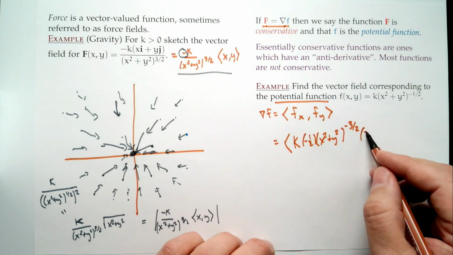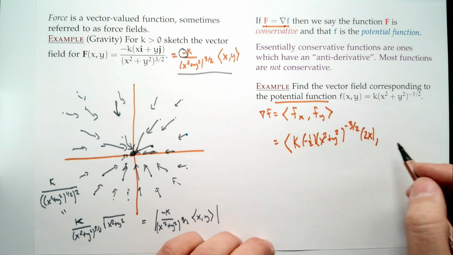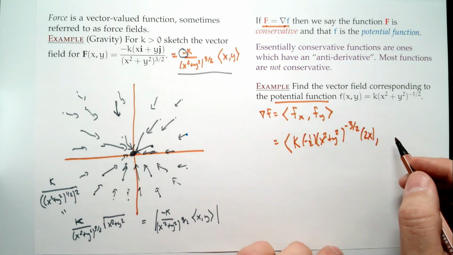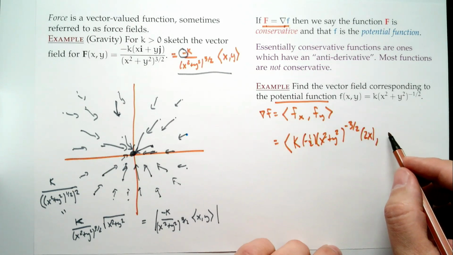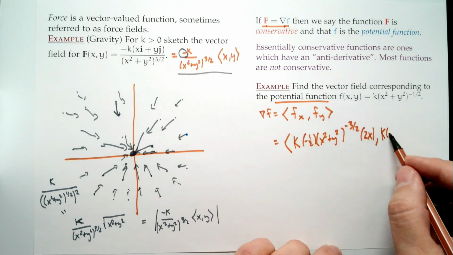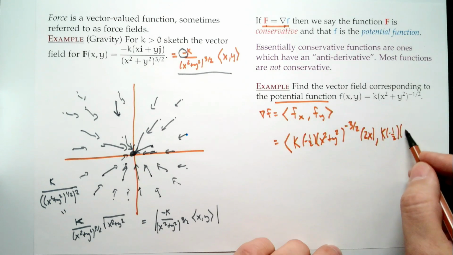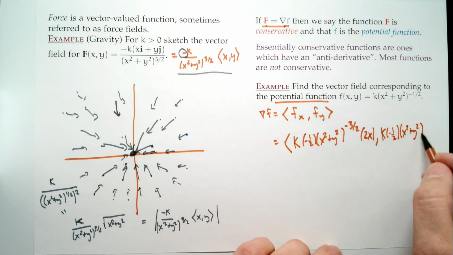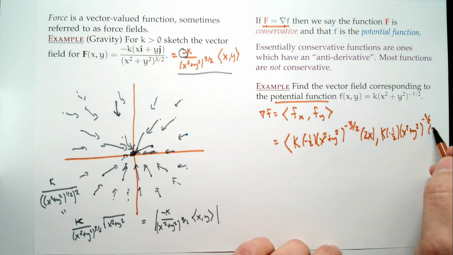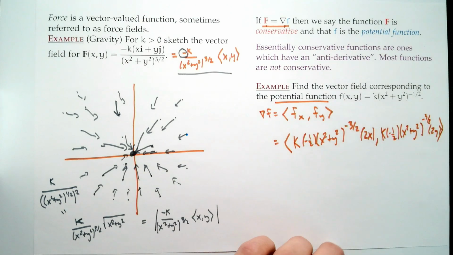Times the 2x, times the derivative of the inside with respect to x, comma, what happens for the f sub y? It's almost the same thing. There's one little difference. What's the little difference? It's 2y at the end, yeah, instead of 2x. So, there we go. There's our vector field.